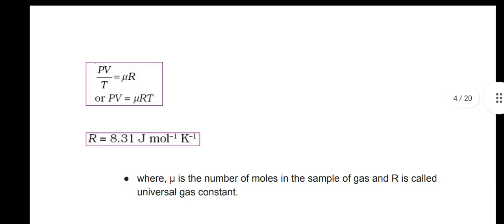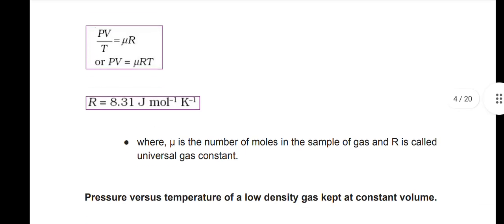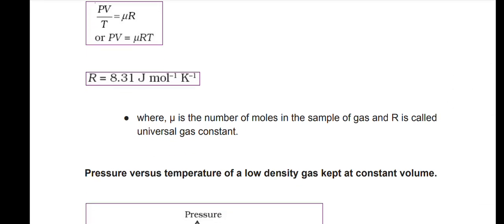Ideal gas equation: PV by T is equal to mu into R, so PV is equal to mu into R into T, where R is equal to 8.31 joule per mole per Kelvin, mu is the number of moles in the sample of gas and R is called the universal gas constant.